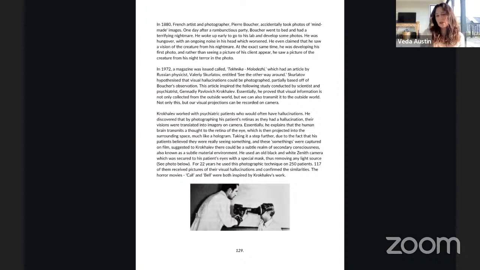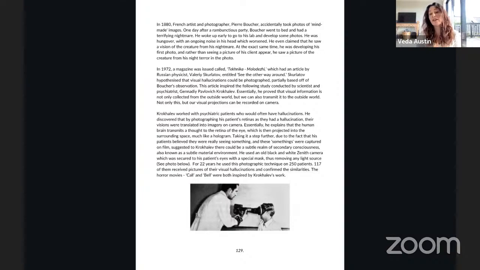But what he was able to see was that the photos he took showed the visions that his patients were seeing, which were confirmed by them. So of 200 patients, 117 were able to confirm that the photos he was taking from the retina of their eyes, or from the projection of their eyes, were in fact the pictures they were seeing. Now I'm going to show you 3 of them. They're extremely difficult to find.